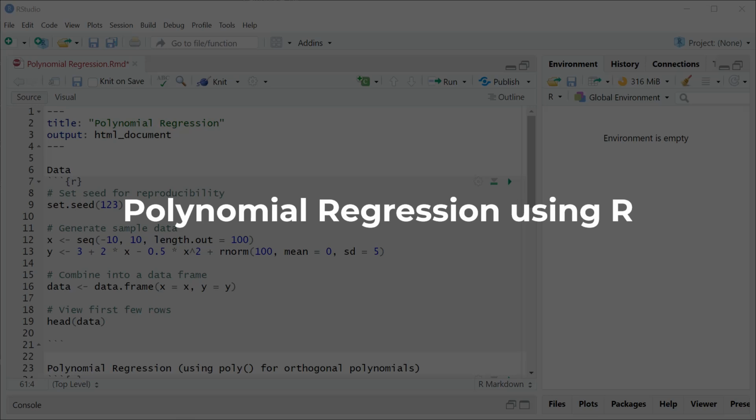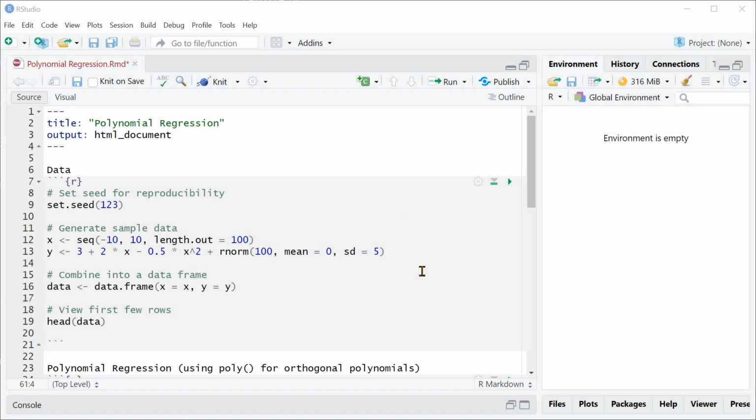Hello and welcome to this video on how to run polynomial regression here in R. So let's go ahead and generate some data for the model.